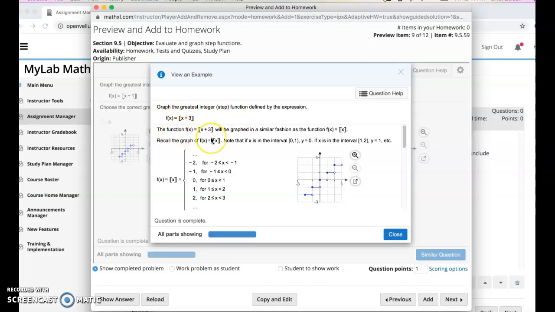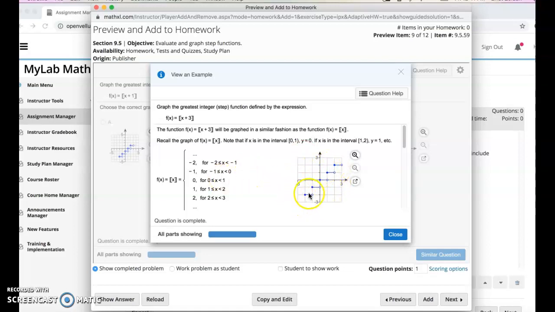So the first thing that you're going to look at is the function x. You need to know that, for instance, in this example, for the function x, if x is between 0 and 1, y is going to be equal to 0. And then if x is between the interval of 1 and 2, y is going to be equal to 1. So this is the step function for x. Between 0 and 1, y is 0. But between 1 and 2, y is 1, etc.